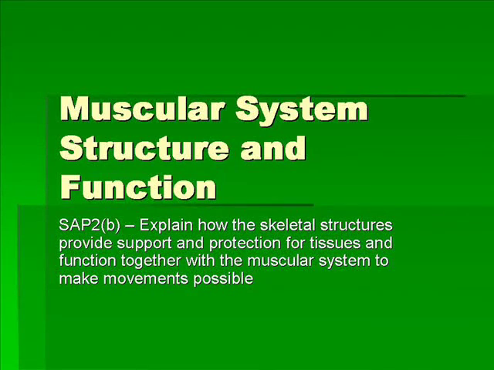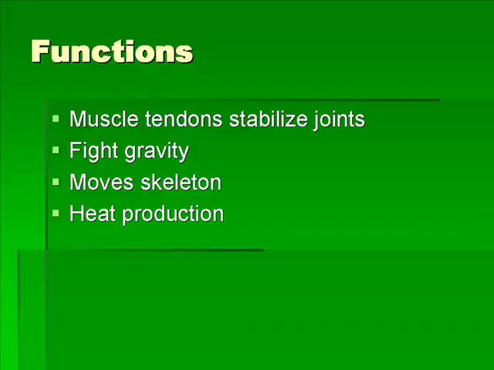Okay, this lecture is going to cover muscular system structure and function. Now, there are four major functions with the muscular system that you're going to need to know for the purposes of the tests in this class and upcoming quizzes. The first one is that muscle tendons stabilize joints.